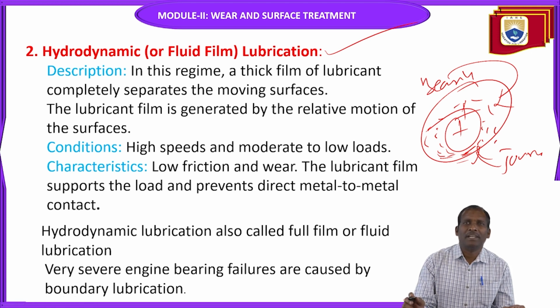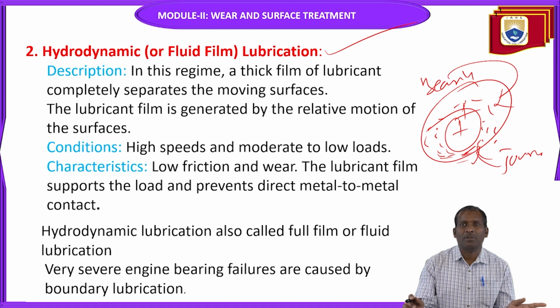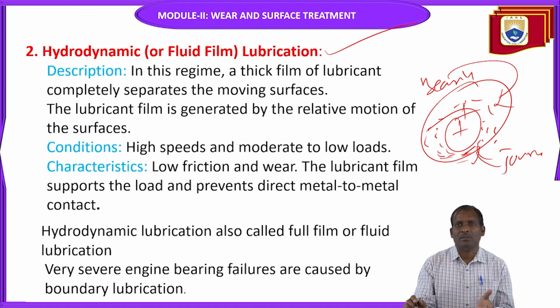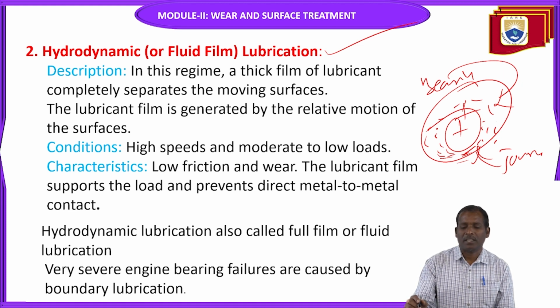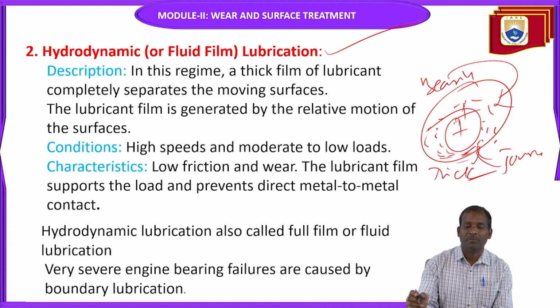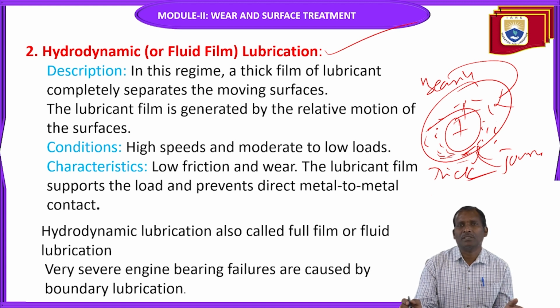The lubricant film is generated by the relative motion of the surfaces. The conditions are high speeds and moderate to low loads. The characteristics are low friction and wear. The lubricant film supports the load and prevents direct metal to metal contact. In this case, you can avoid metal to metal contact completely, because of the formation of a thick lubricant film. This is thick film lubrication, also called fluid film or fluid lubrication.